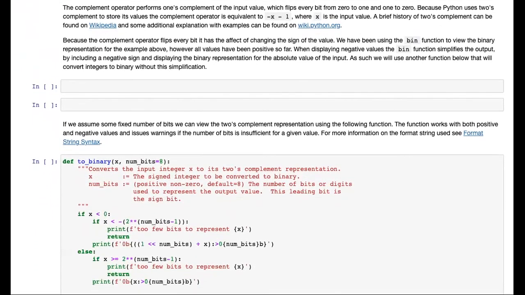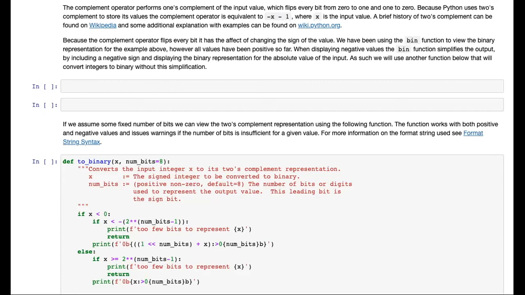The complement operator is represented by a tilde and flips every bit from 0 to 1 and 1 to 0. This is known as 1's complement. Python actually stores its values using 2's complement, and so the complement operator is actually equivalent to -x minus 1, where x is the input to the complement operator.